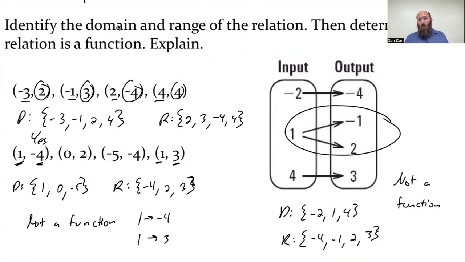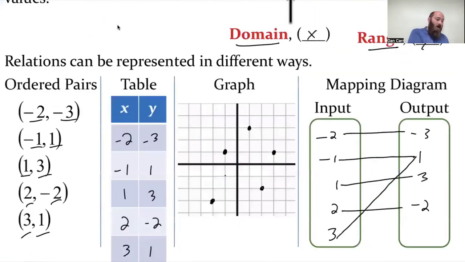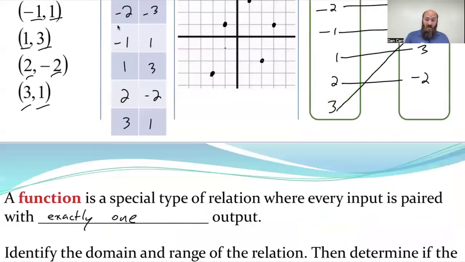Just for comparison, I want to go back a little bit. This right here is a function. We are allowed to take two inputs and go to the same output. That's okay. We are allowed to repeat our outputs, but we cannot repeat inputs. That's the key part there.